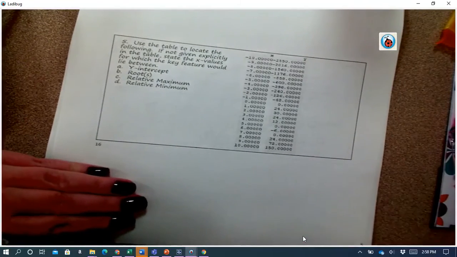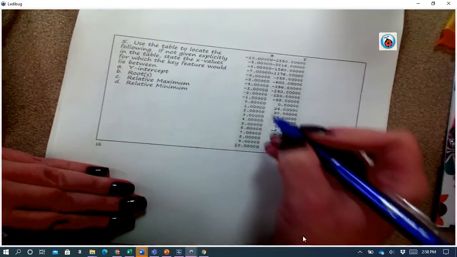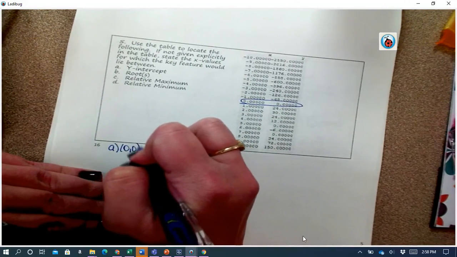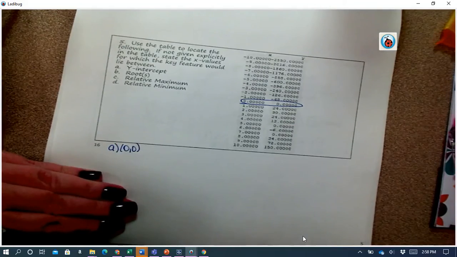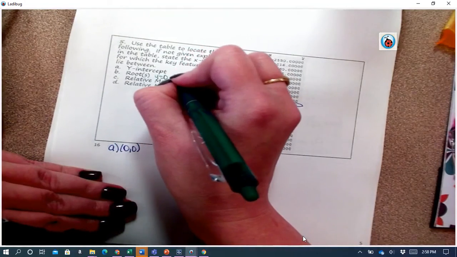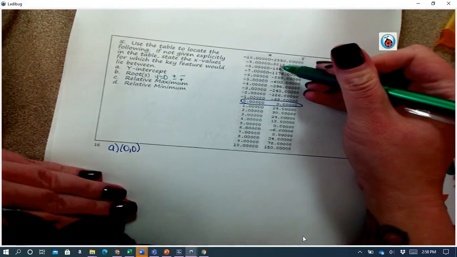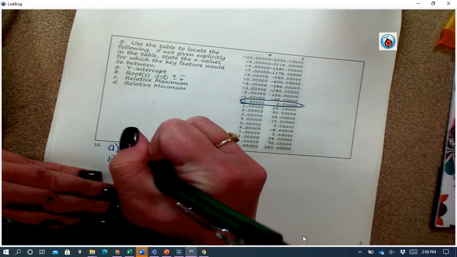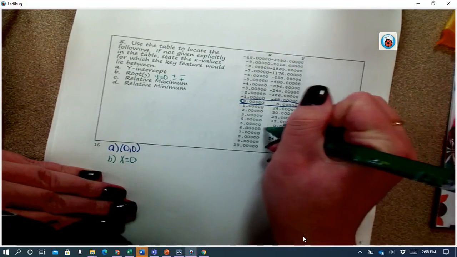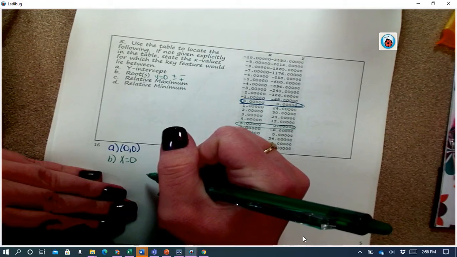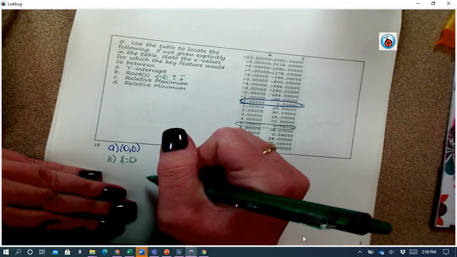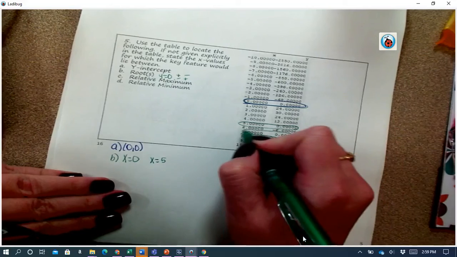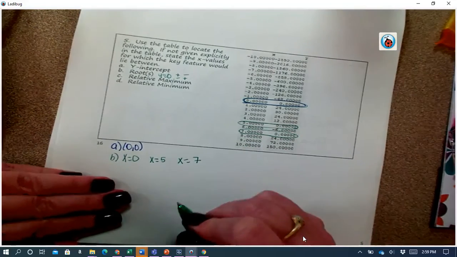And then lastly, number 5, the y-intercept is when x is 0 in the table. Here you go. We're looking for roots. So when y is 0 in the table, or if there is a sign change, oh, here's a 0. So that would be when x is 0. Here's a 0. So when x equals 5. One here when x equals 7.